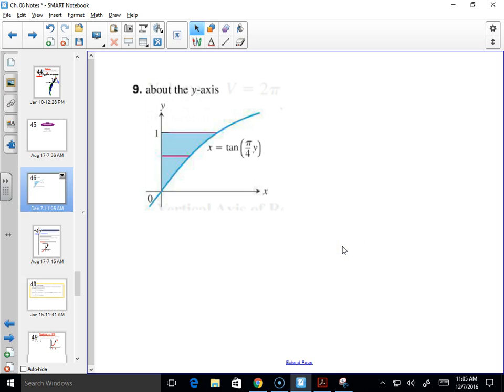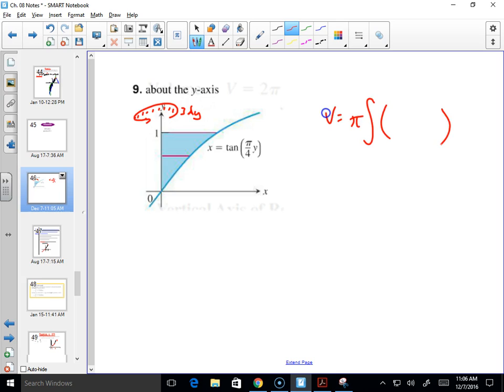So everything needs to be in terms of y, which, oh wait, it already is, right? Yeah. So we need y bounds. We're going to have our v equals, because we're going a this away. We're going to have a thickness of a this away. Because we're perpendicular, we're going to pull out the pi. It's flush, so we just need a big old r, and then square it, and then do dy. Our bounds are going to be 0 to 1.